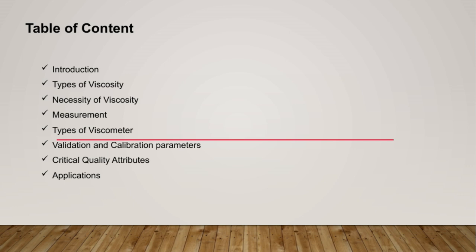Moving forward, we'll examine the validation and calibration parameters that ensure our measurements are reliable and consistent. We'll then talk about the critical quality attributes related to viscosity, emphasizing what makes it a key parameter in product development. After that, we'll look at some of the key applications where viscosity measurement is vital, from pharmaceuticals to food and cosmetics. Finally, we'll go through the table of contents, which will guide us through the entire presentation, ensuring we cover all these important topics comprehensively.